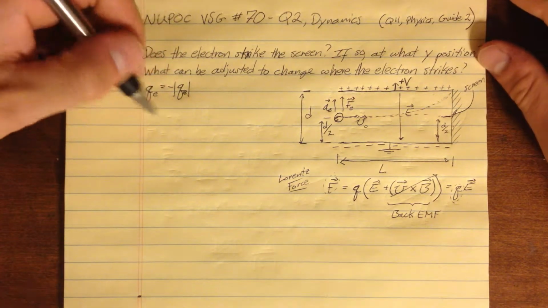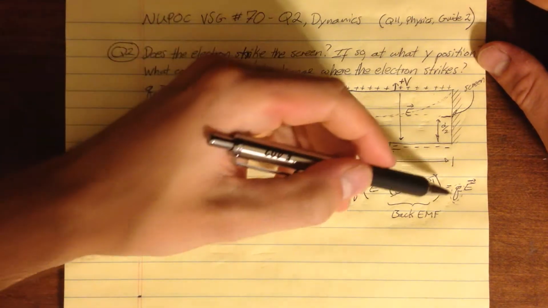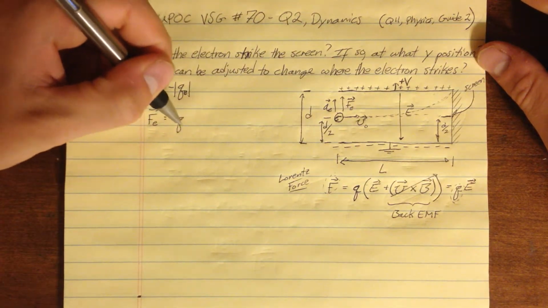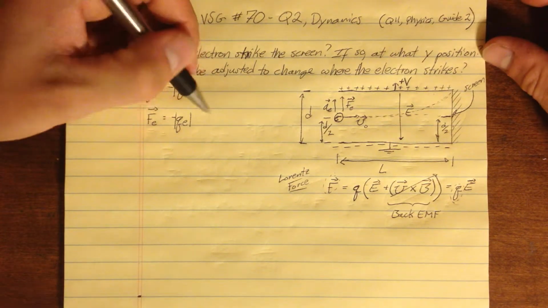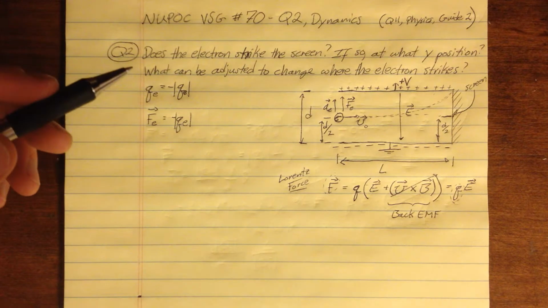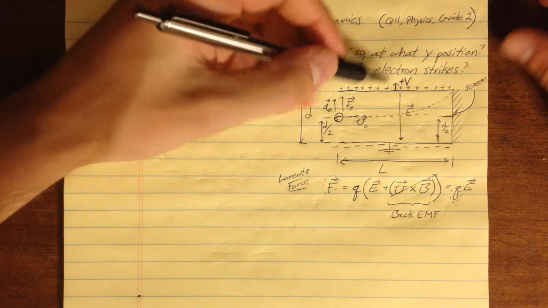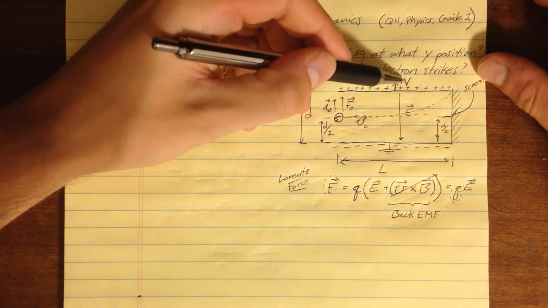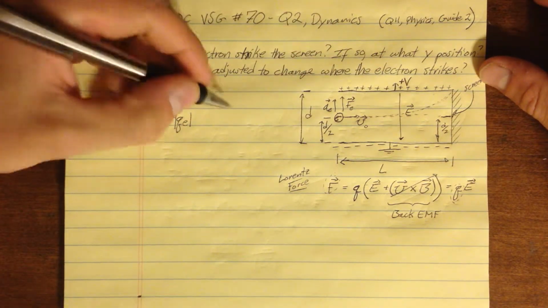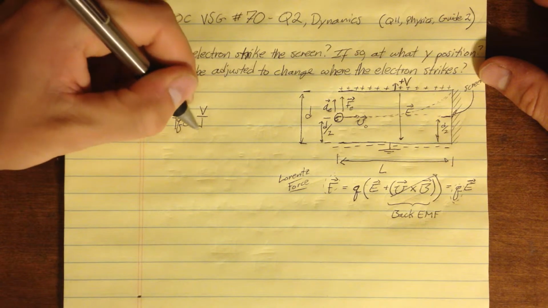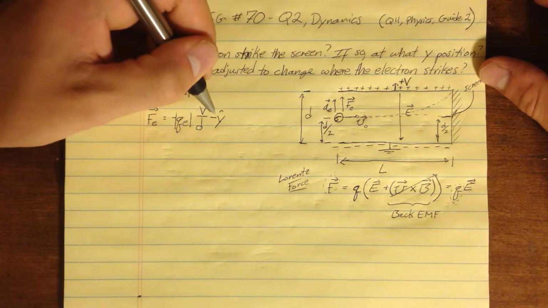And so we can say that Fe equals minus the magnitude of QE, which is our Q in this case, times the electric field. Well, the electric field is just in terms of volts per meter, or volts per length. And so here we have a distance of d between the two plates, and we know that there's a potential difference of V between the two plates. So the electric field is simply V over d, and it is in the minus y hat direction.